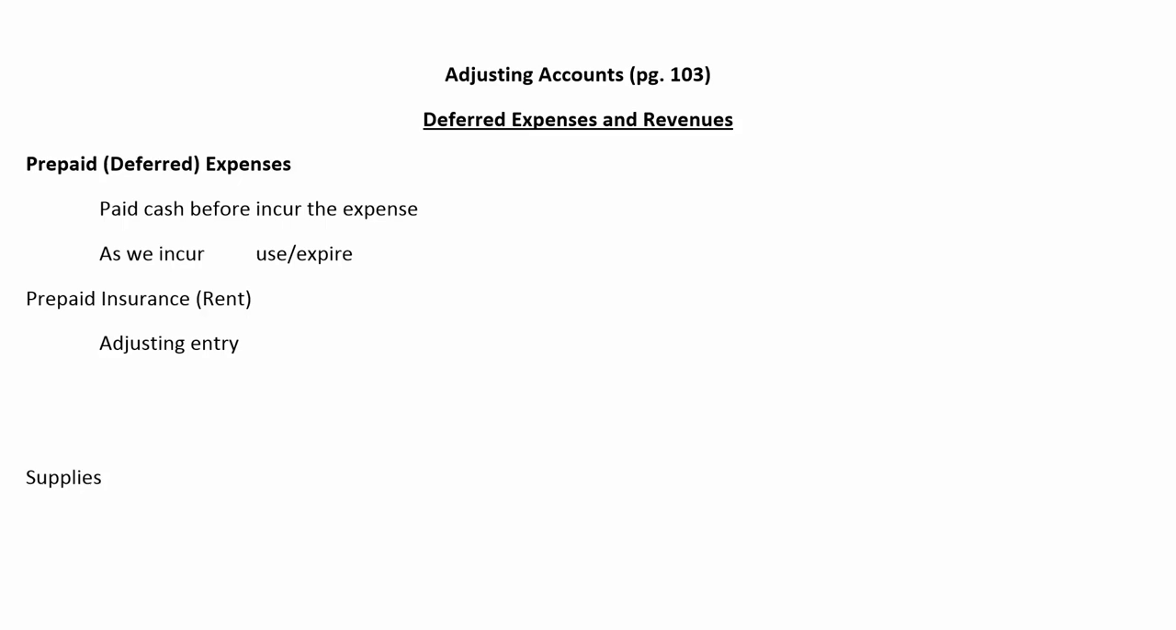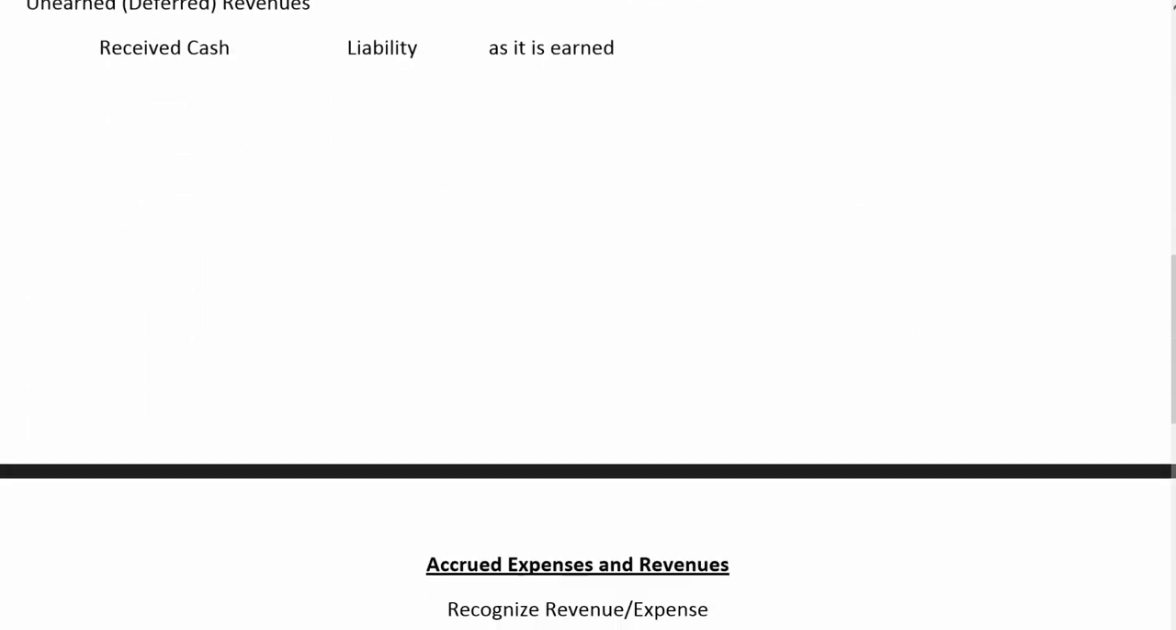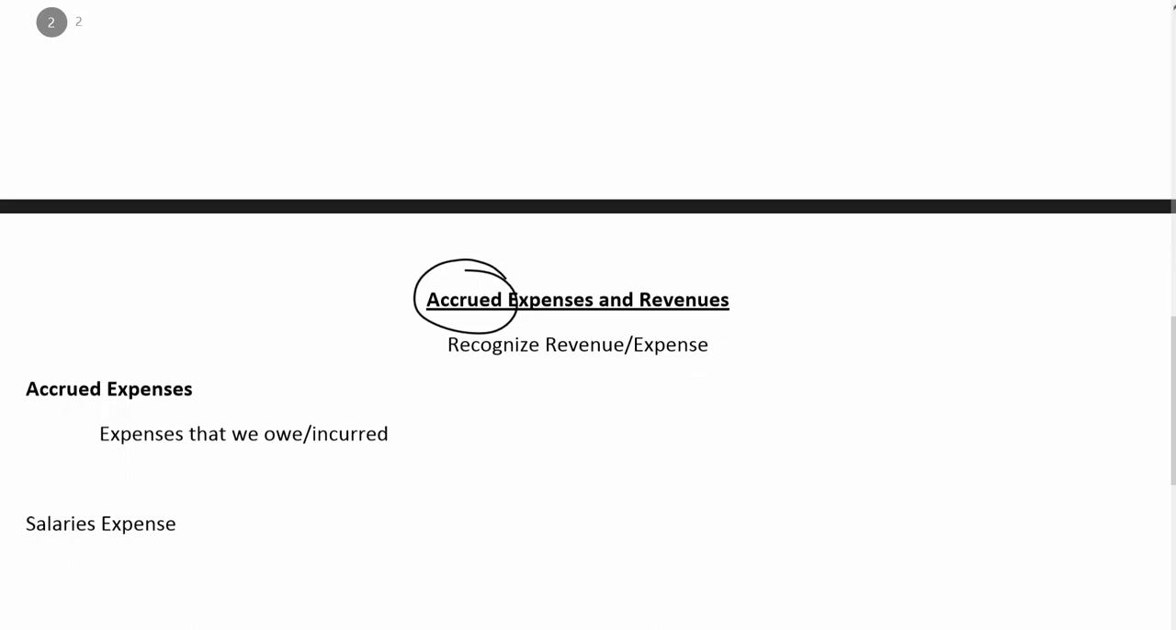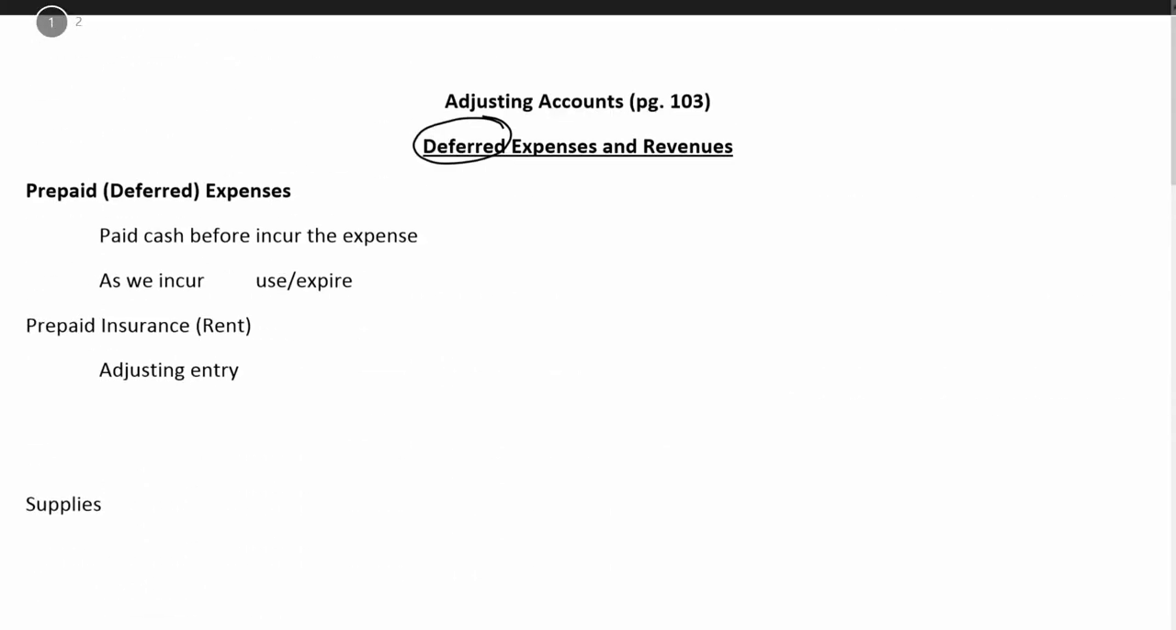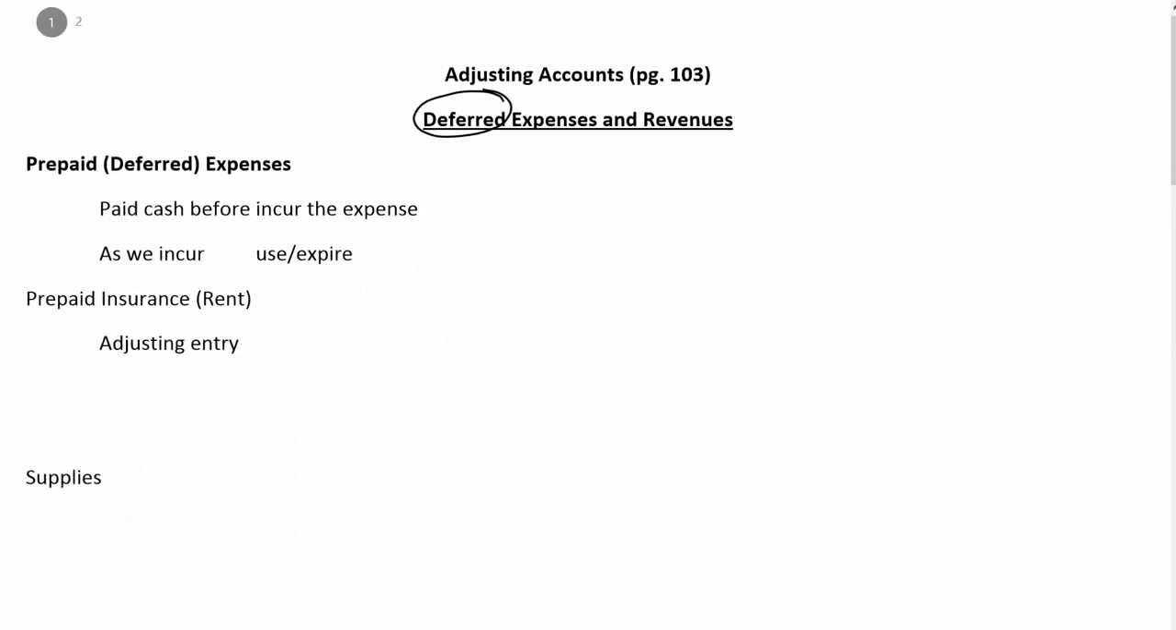This is the lecture or instructional video on adjusting accounts. Adjusting entries are done at the end of the period, and that could be the end of the month, the end of the year, the end of the quarter, for what we call deferred expenses and revenues and accrued expenses and revenues. So with our deferred expenses and revenues, this is when we actually record the expense or revenue.